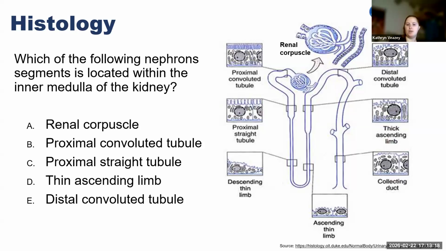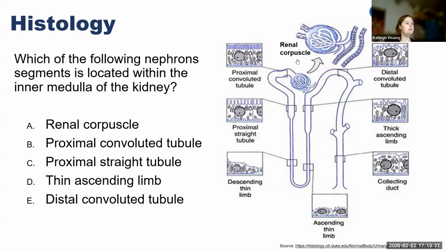Okay, vast majority here saying D, with a good proportion of people also saying B. So let's discuss. Here we can see an illustration of a nephron. And so we've also got the vascular component of it as well as the collecting component of it. So really we've got a full uriniferous tubule.